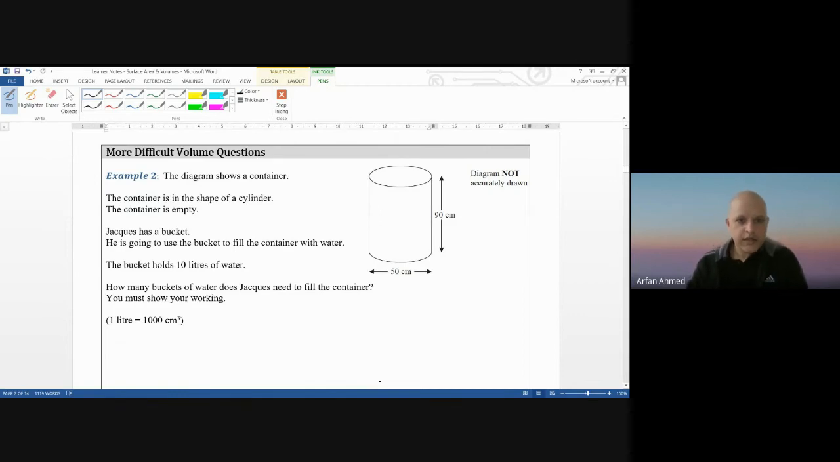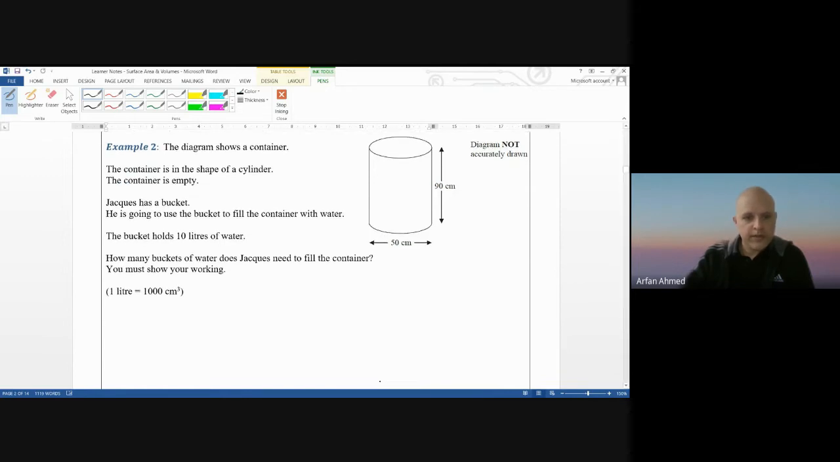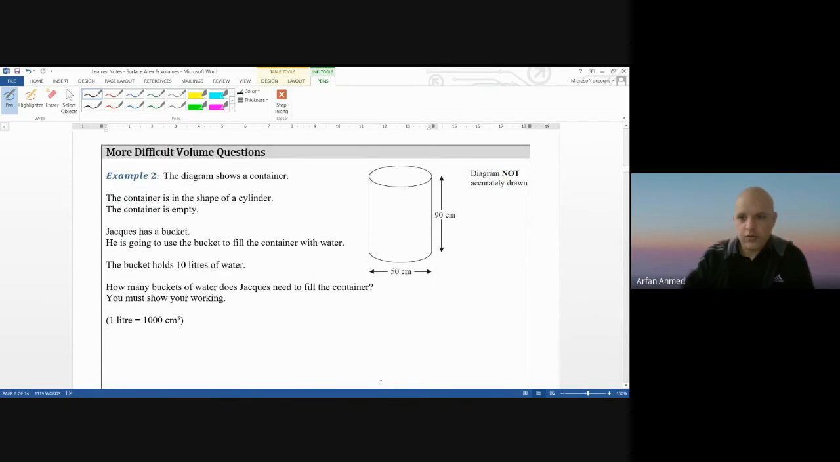The diagram shows a container. The container is in the shape of a cylinder. The container is empty. Jack has a bucket. He's going to use the bucket to fill the container with water. The bucket holds 10 liters of water. How many buckets of water does Jack need to fill the container? You must show your working. 1 liter is equal to 1,000 centimeter cubed.